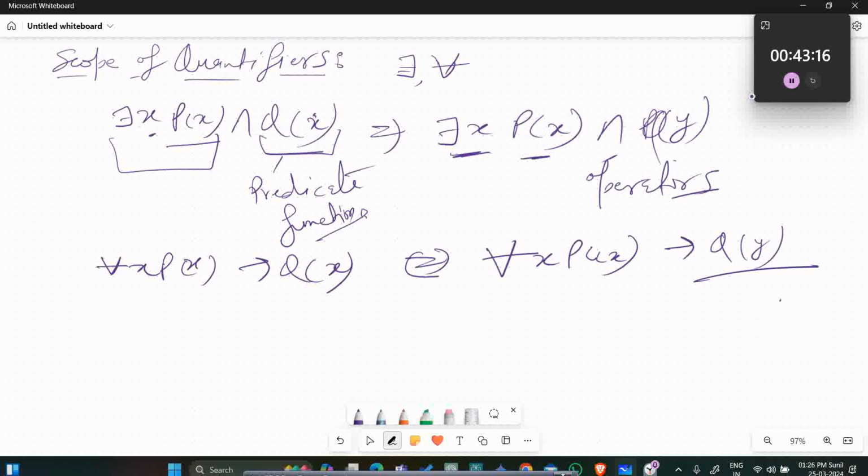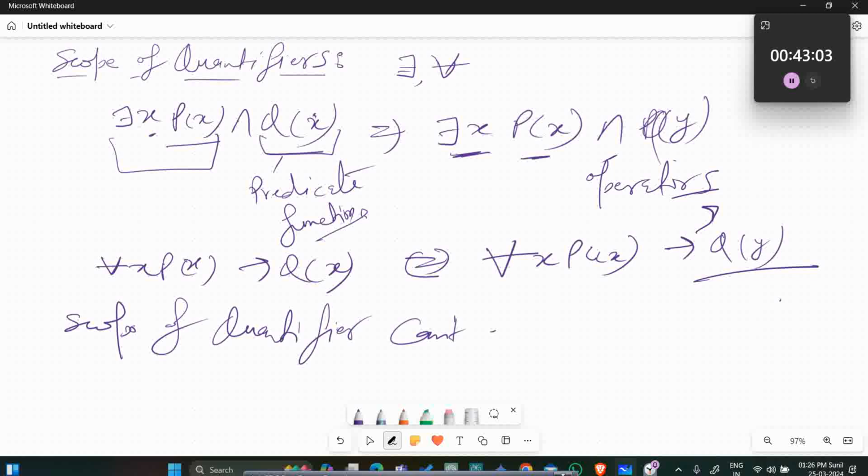These are operators. So what we can say is that the scope of a quantifier can't exceed operators. This would be one note here.